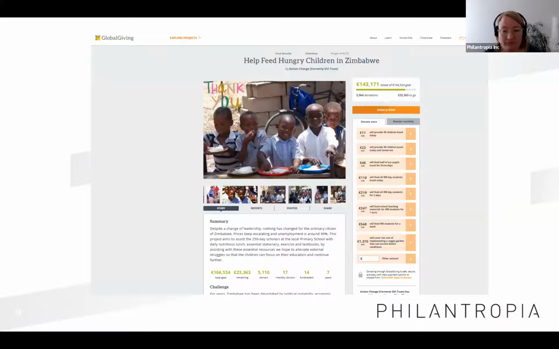So for example, here in this example, they say 11 euros will provide 40 children with a lunch for one day. On the one hand, the donor knows exactly what their money will be used for. And on the other hand, they will also feel very good, because they don't feel like, I've given $10, $11 or euros to some organization, I don't know what happened. They can say, I gave 11 euros today and I fed 40 children. This money can feed 40 children.